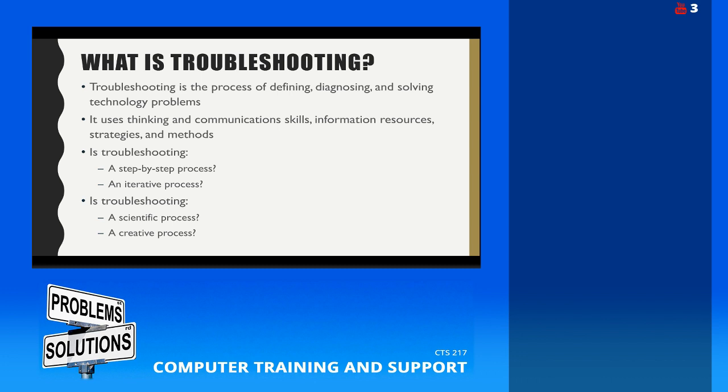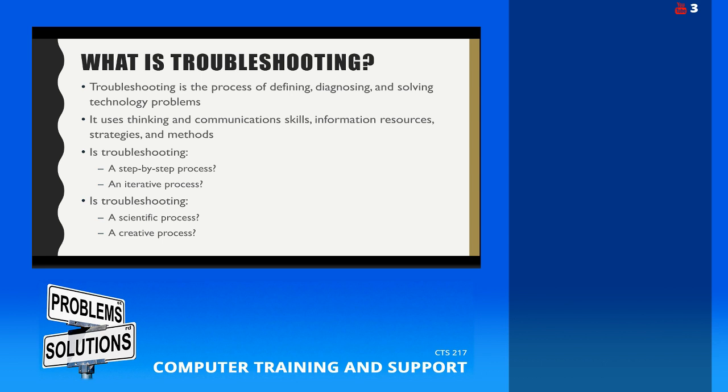We can classify those in a different set of terminology by saying identifying, understanding, and fixing. So when we're working on troubleshooting, we're working on a wide range of interpersonal skills. We're using thinking, we're using communication skills, we're using information resources, we're using different strategies and different methods for troubleshooting.